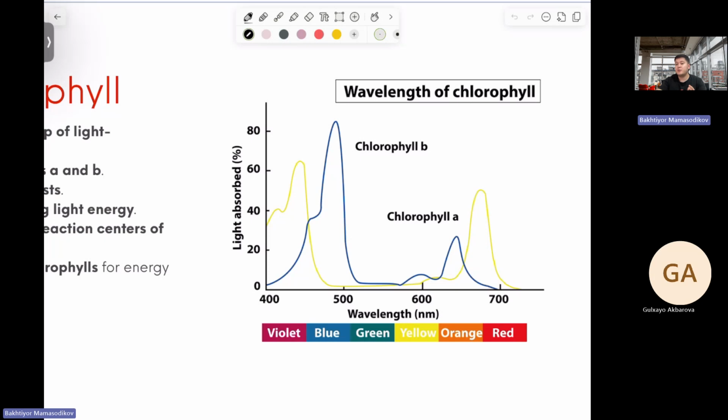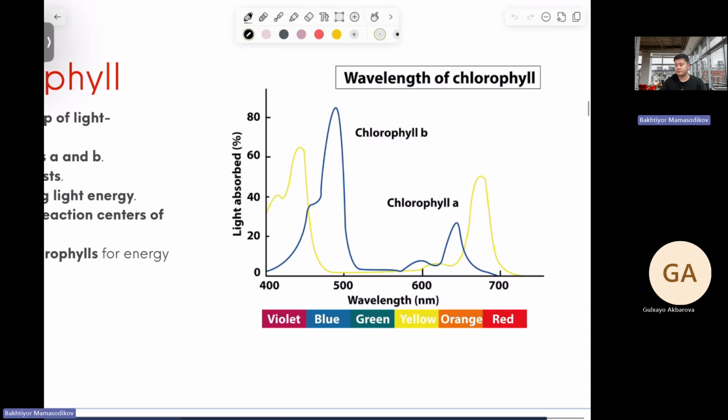Okay, this is the helper pigment that expands light absorption range and transfers energy to the chlorophyll A. So chlorophyll B transfers the energy to the chlorophyll A. This is the helper pigment that helps the chlorophyll A, okay?